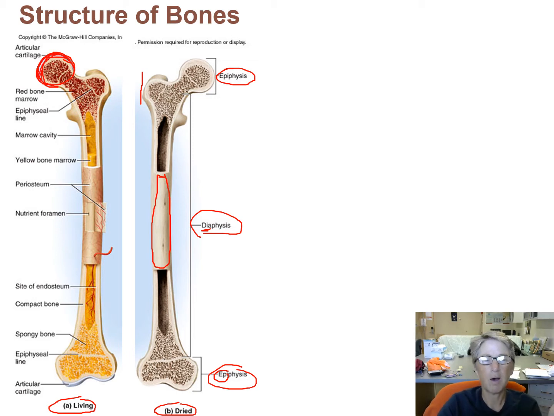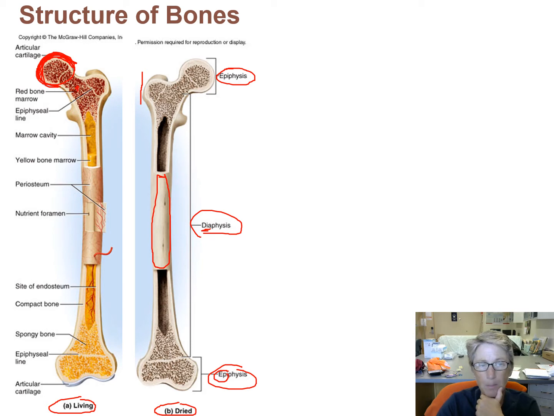Let's parse this out, but it's called articular cartilage because it's on an articulating surface, or a surface where you form a joint. So in that case, it's called articular cartilage. But if I was to ask you, what is it made of? You would say hyaline cartilage.